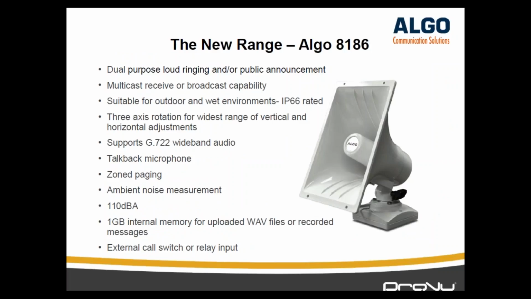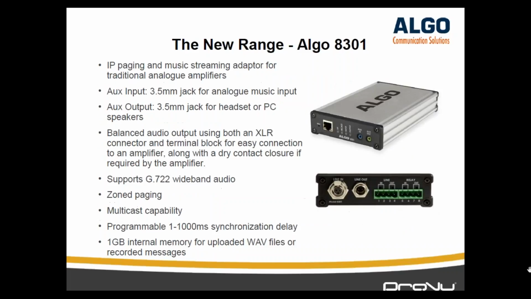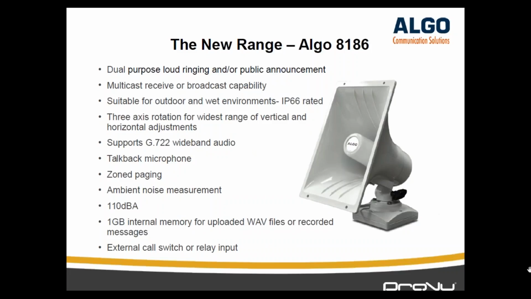Now coming back to the new range, which is the main introduction of this webinar. They have also come up with the Algo H186, which is effectively the same as the Algo H180, but it is mainly designed for outdoor use. So you don't have to buy an Algo H180 and an external speaker. All you have to do is buy one of these all-in-one devices, and effectively you have an outdoor station, as long as you've installed it correctly, obviously.